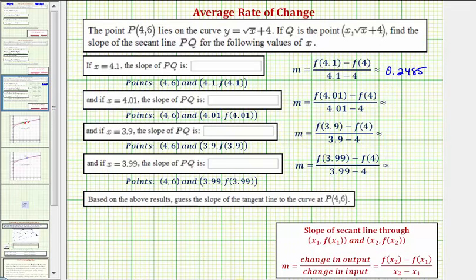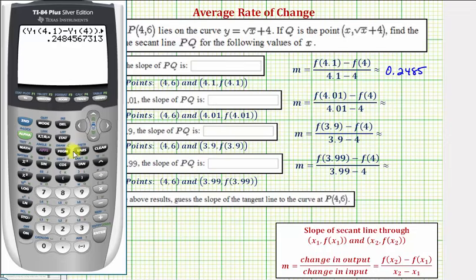And now we'll find the next slope, and we'll go through this process again. So open parenthesis, and now we'll enter Y1 of 4.01. So VARS, right arrow, enter, enter. In parentheses, we have 4.01, close parenthesis, minus Y1 of 4. So VARS, right arrow, enter, enter. In parentheses, 4. Another close parenthesis for the numerator, and we'll divide this quantity by, in parentheses, 4.01 minus 4. And enter. To 4 decimal places, we'd have approximately 0.2498.